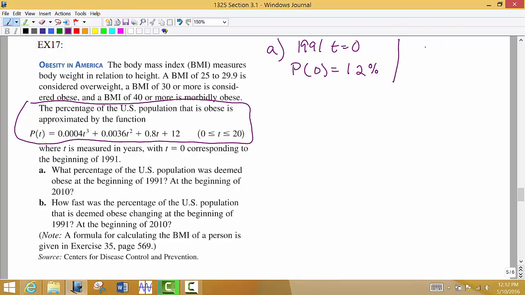All right, the next question says, what about the beginning of 2010? What was the percentage of the U.S. population that was obese then? So 2010 corresponds to a t-value of what? Remember, we're talking about years after 1991. So how many years after 1991 is 2010? You could do 2010 minus 1991, and we get 19 years. So this corresponds to t equals 19.